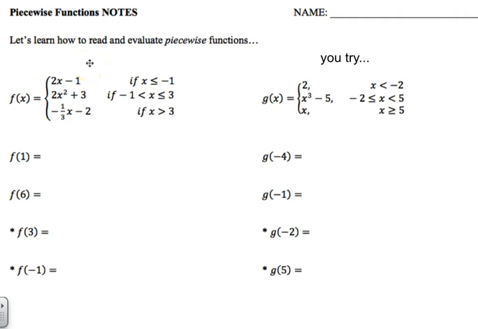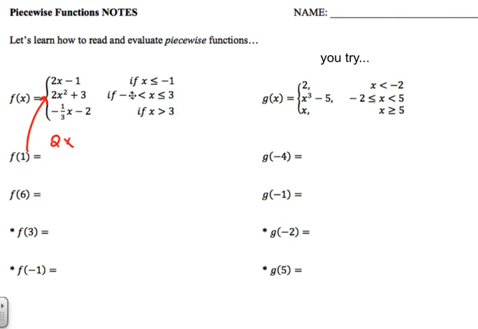So first off, we're going to learn how to read and evaluate. So when you evaluate, remember, you're going to substitute in, you're going to plug in. And so with piecewise, you just have to figure out which one to plug it into based off of this domain. So if I want to find the value of f of 1, I need to figure out where 1 would go in this domain. So 1 would not be less than -1, but 1 would fall in between -1 and 3. So I'm going to be plugging this 1 into that middle equation.